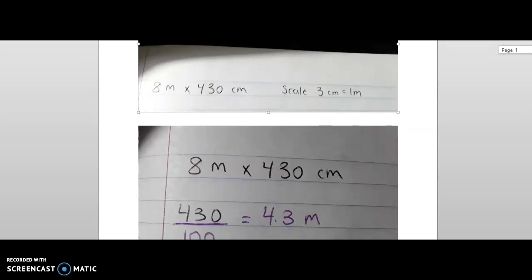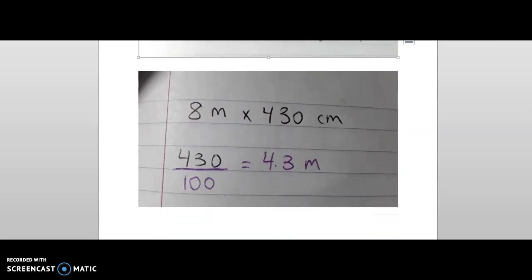The first step is to convert our units. As you can see, 8 meters is already in meters, so we do not need to convert anything there. However, for 430 centimeters, we need to convert it to meters. We can do that by dividing 430 by 100, which gives us 4.3 meters.